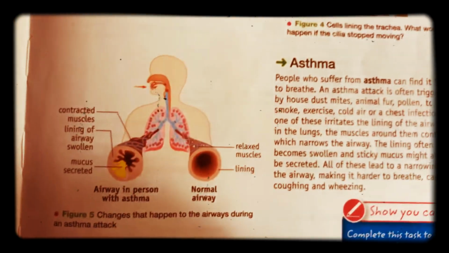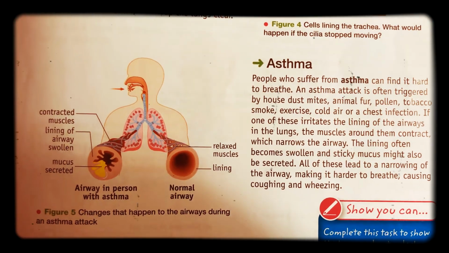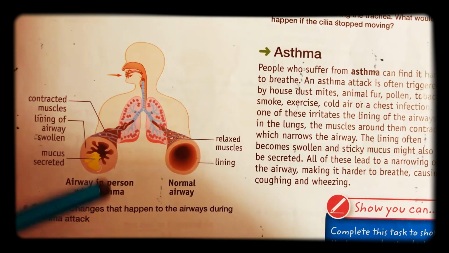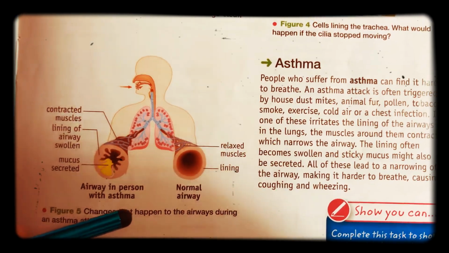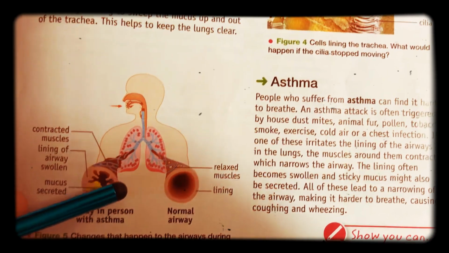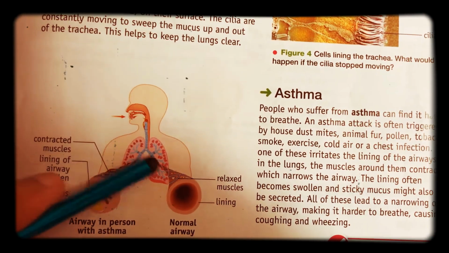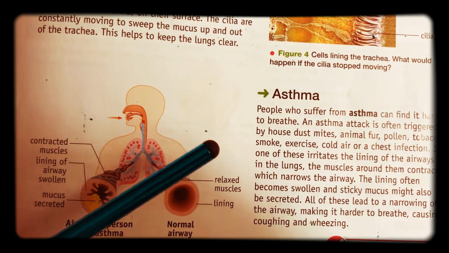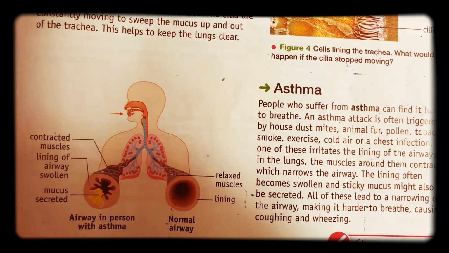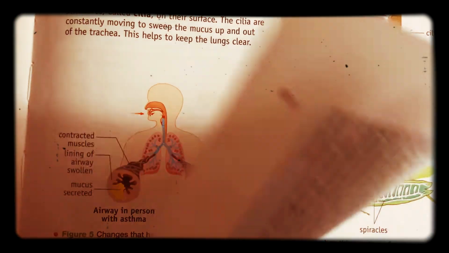Just a very quick note about asthma. People who suffer from asthma can find it hard to breathe. An asthma attack is often triggered by mites, fur, pollen, smoke, exercise, cold air, or a chest infection. If one of these irritates the lining of the airways, the muscles around them contract, it narrows the airways, and the lining often becomes swollen and sticky, and it makes it very, very difficult to breathe.